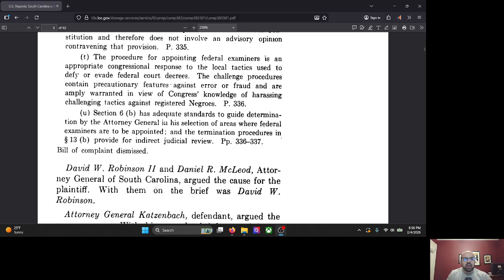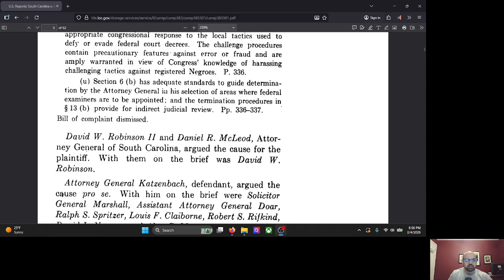Section 6B has adequate standards to guide determination by the Attorney General in his selection of areas where federal examiners are to be appointed, and the termination procedures in subsection 13B provide for indirect judicial review. Bill of complaint dismissed.